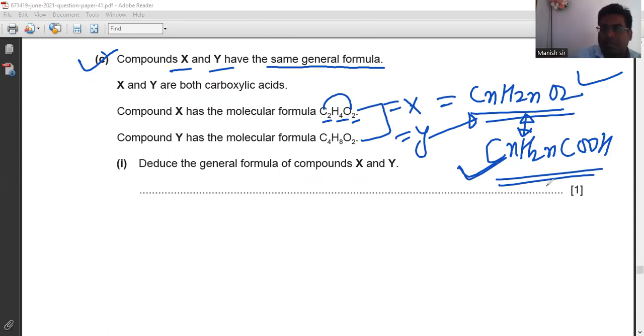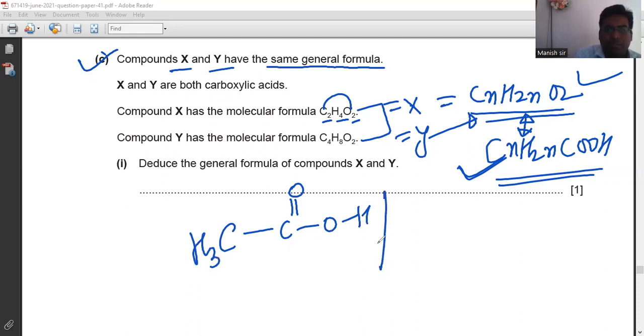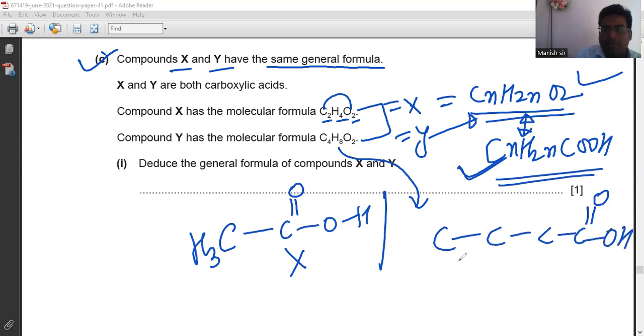Because functional group is carboxylic acid. It is given already, right? So you can make the structure also. C double bond O, OH. So you can see, right, 4 hydrogen, 2 oxygen. And for this one, this is your X. For this, it will be okay. So this is your Y. So write the answer.